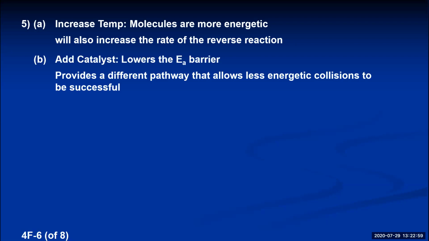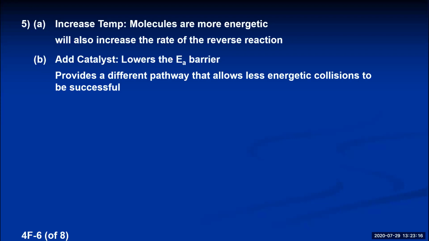And physically, the way it does it is a catalyst usually bonds to one of the reactants. It bends the molecule or the reactant slightly to cause the bonds to be stressed so that a lesser strength collision will be required to break that bond.